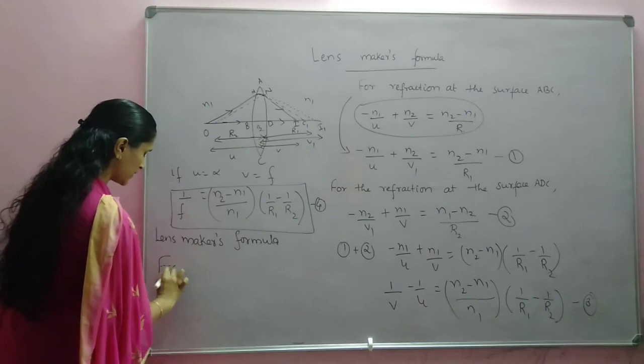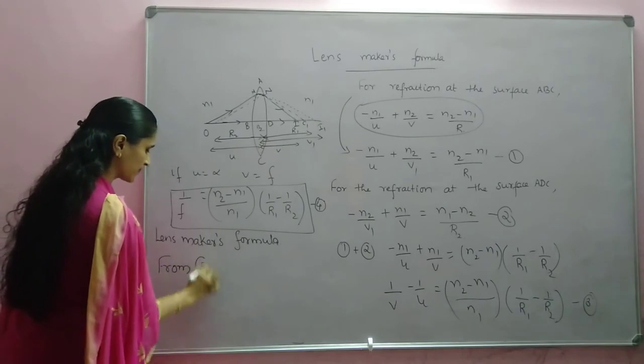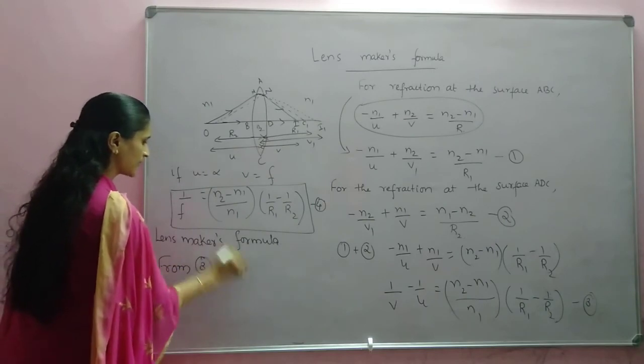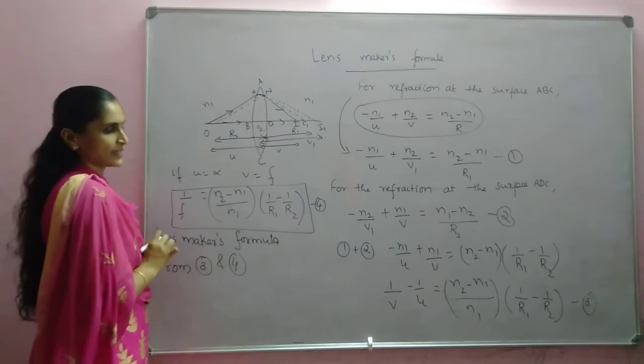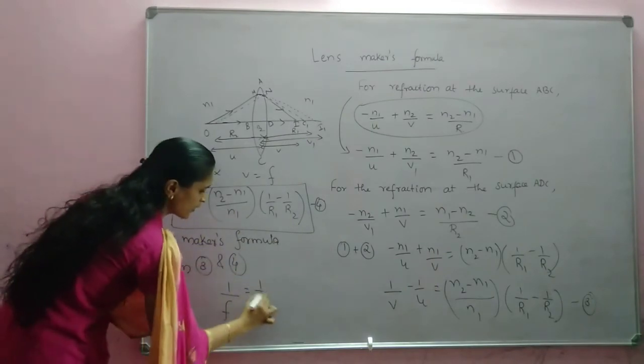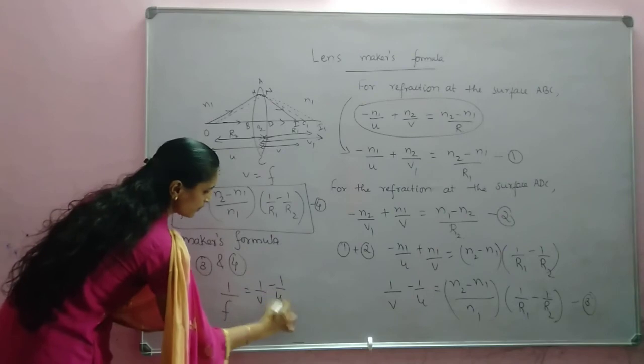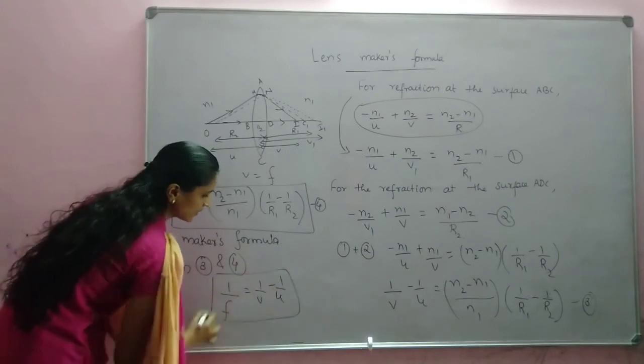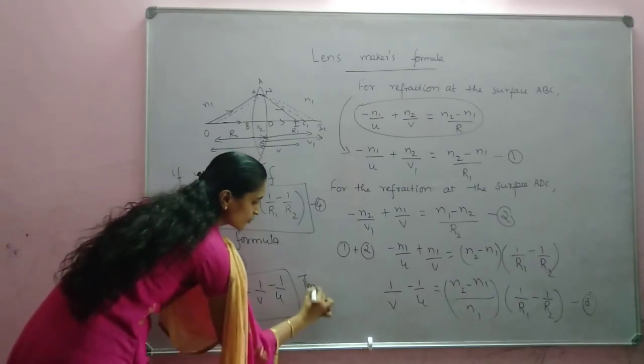So from equations 3 and 4, what can we write? The RHS part is the same, so we can write 1 by F is equal to 1 by V minus 1 by U, and this is our thin lens formula.